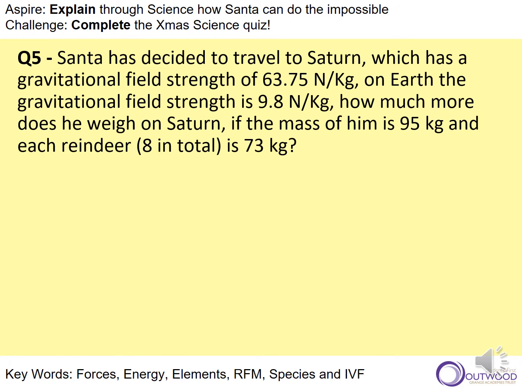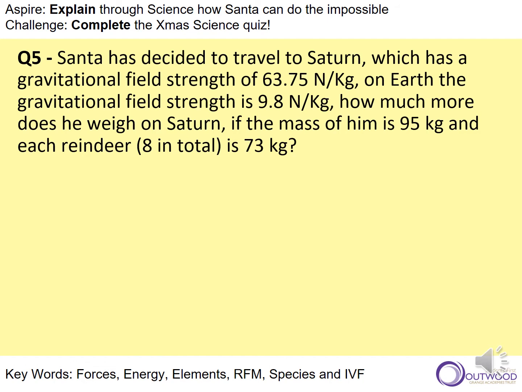Which has a gravitational field strength, so the strength of the gravity, of 63.75 newtons per kilogram. On Earth, the gravitational field strength is 9.8 newtons per kilogram. So that's what it is on Earth, 9.8. However, Saturn is 63.75. Basically, you would weigh more on Saturn than you would on Earth because the gravity is much stronger. If the gravity is much stronger, by the way, you'd also be smaller. You'd probably be crushed, to be honest.